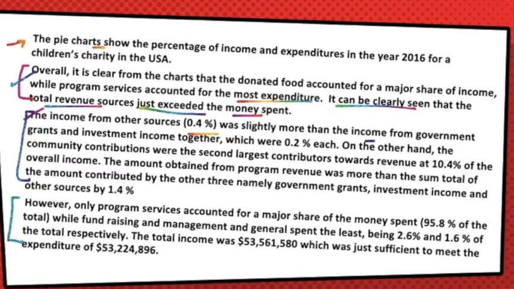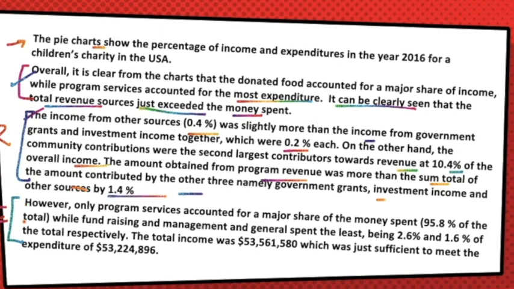So it is talking about revenue in this and this is expenditure. It says the income from other sources, 0.4%, was slightly more than the income from government grants and investment income together, which were 0.2% each. On the other hand, the community contributions were the second largest contributors towards revenue at 10.4% of the overall income. The amount obtained from program revenue was more than the sum total of the amount contributed by the other three, namely government grants, investment income, and other sources, by 1.4%.